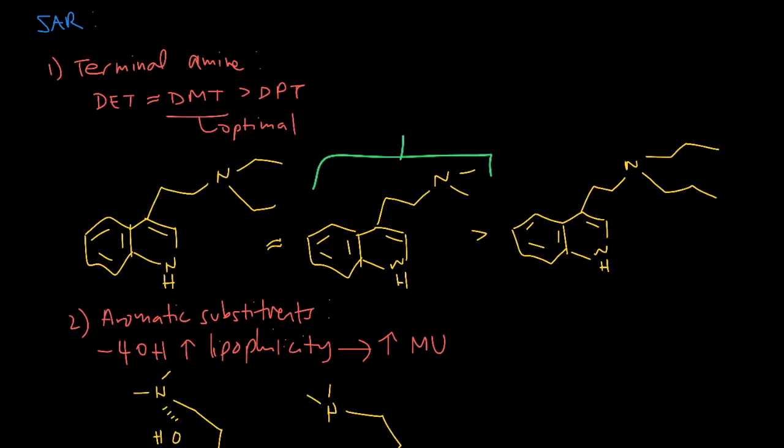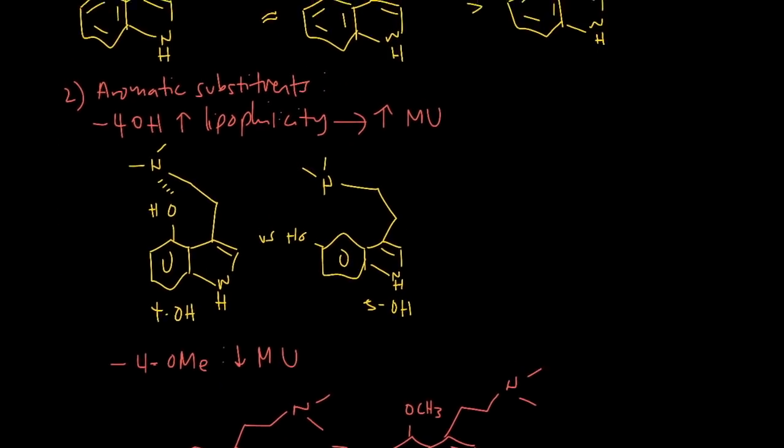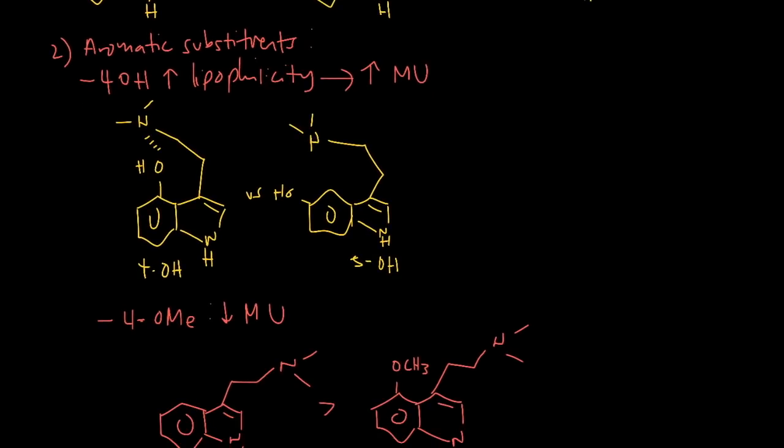Let's write it over here, optimal. Methyls are optimal, however, diethyl groups are equally potent. Aromatic substituents: 4-hydroxy increases the lipophilicity, so it increases the mescaline units. So here you have your 4-hydroxy.